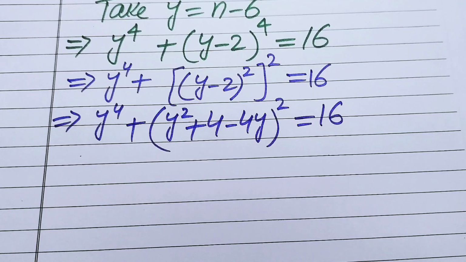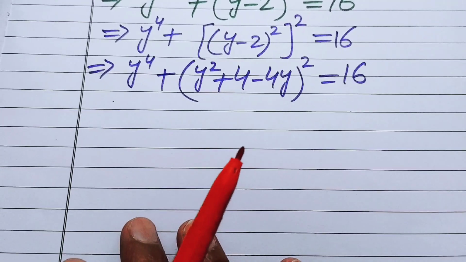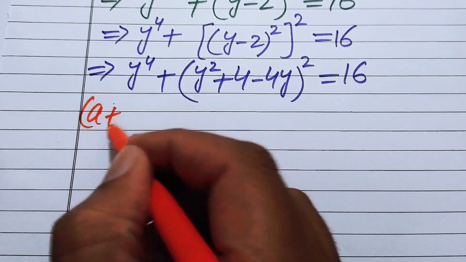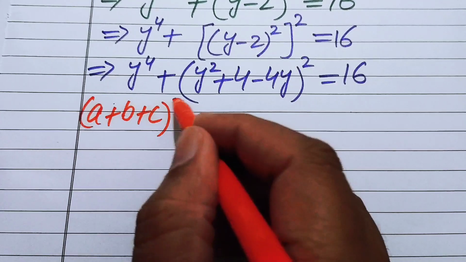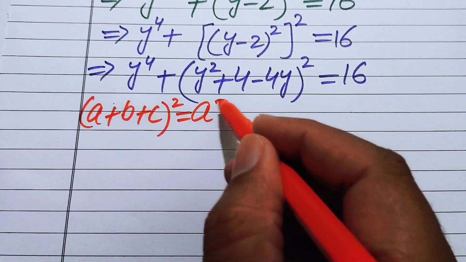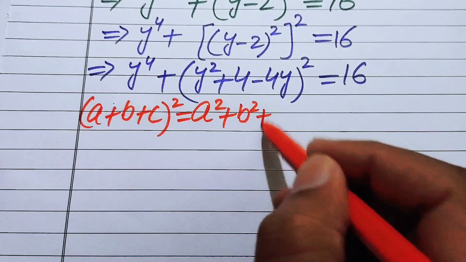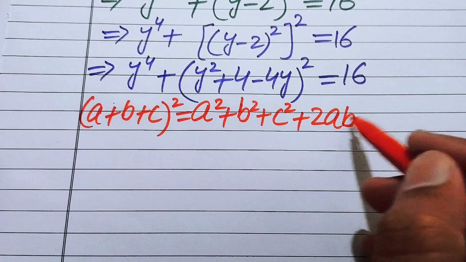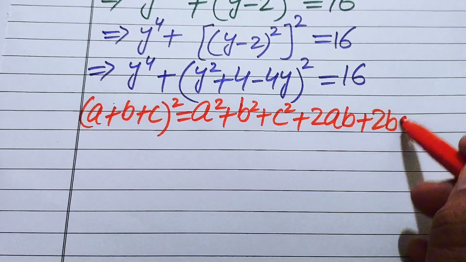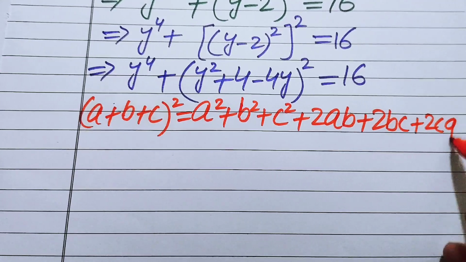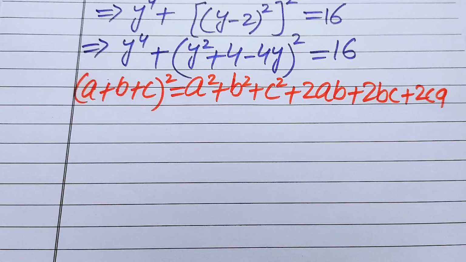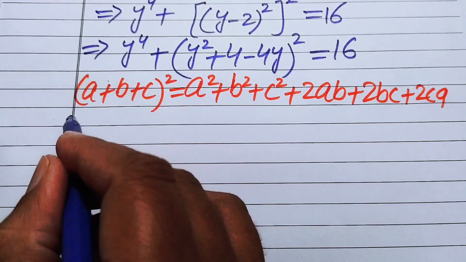So in the next step we will use the square identity having three numbers. You know that if we have (a + b + c) whole squared, it equals a^2 + b^2 + c^2 plus 2ab plus 2bc plus 2ca. Now we need to use this formula on the above term.